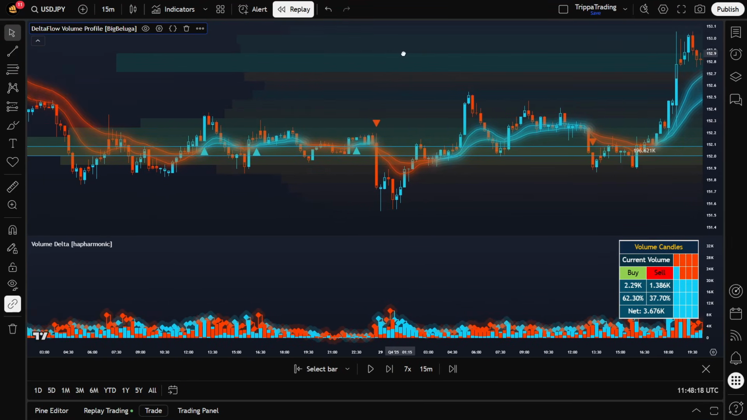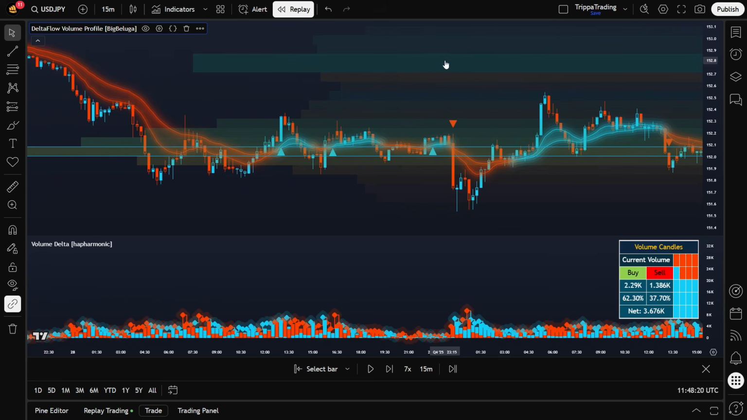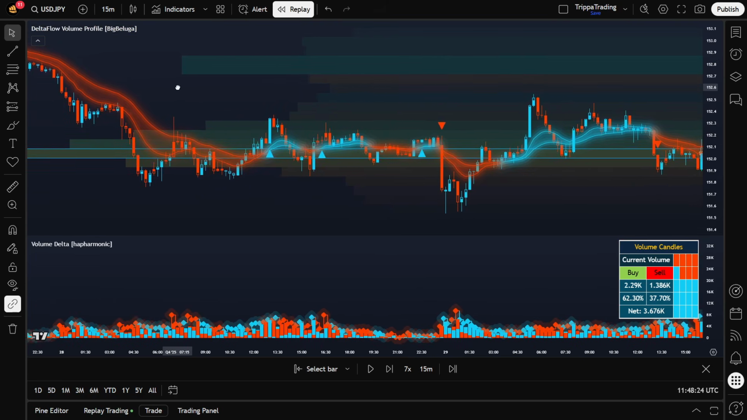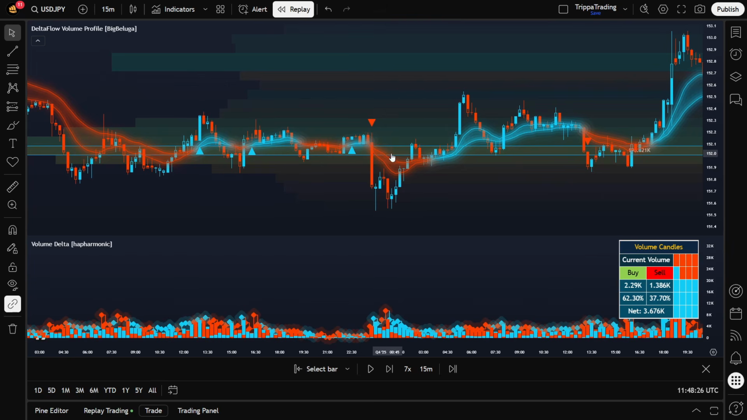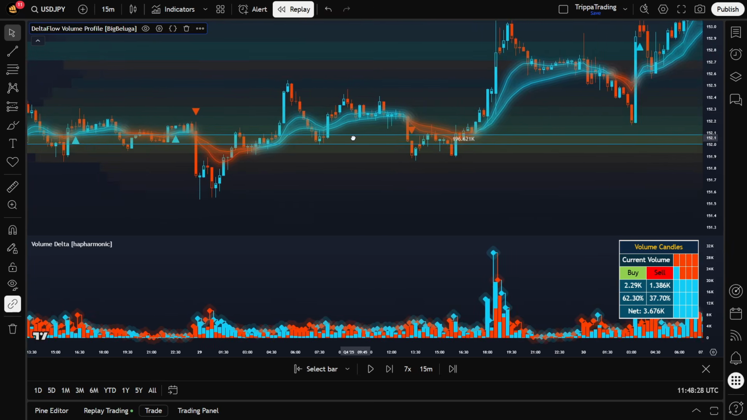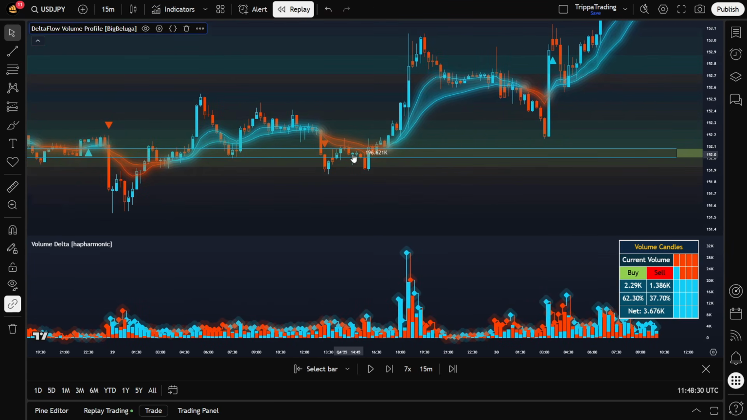Both indicators together give you an edge. Delta flow shows zones of interest, and volume delta shows real-time participation. You can literally see when a zone is being defended or broken down. If you want to fine-tune them, here are a few quick tips.